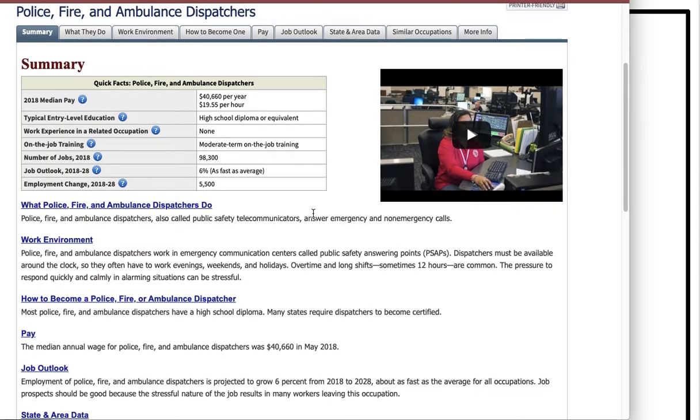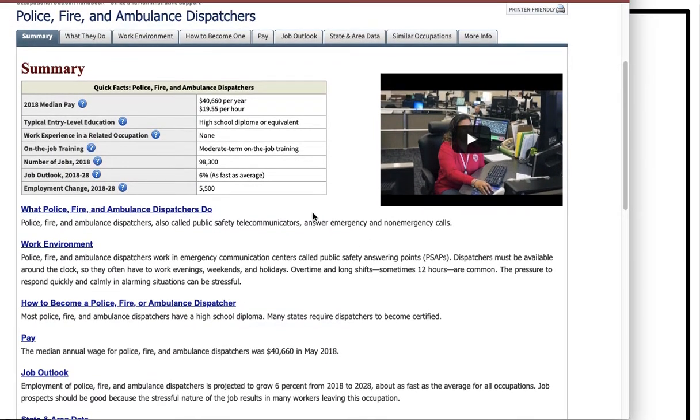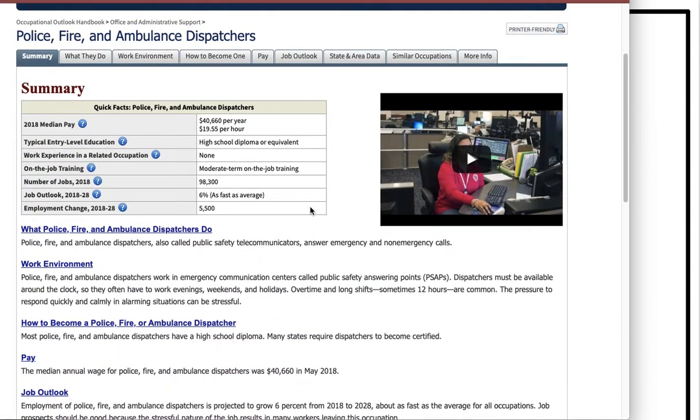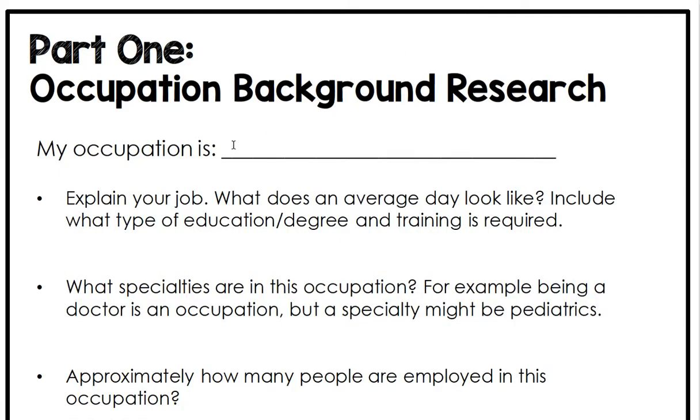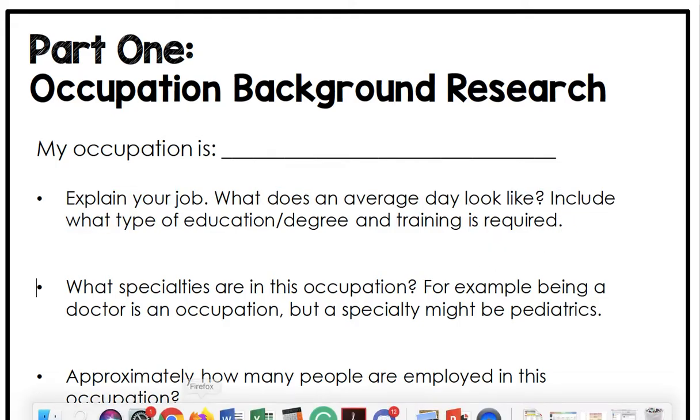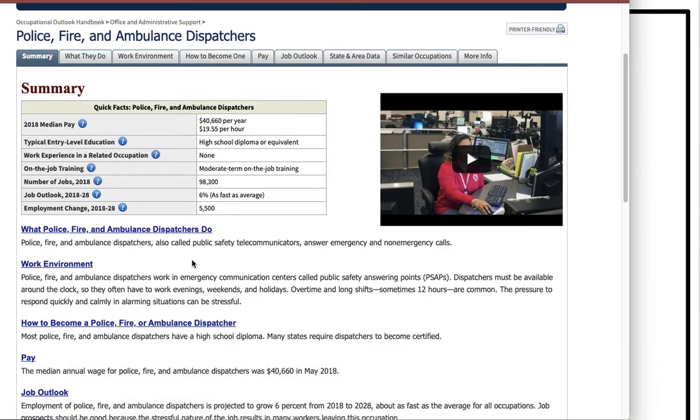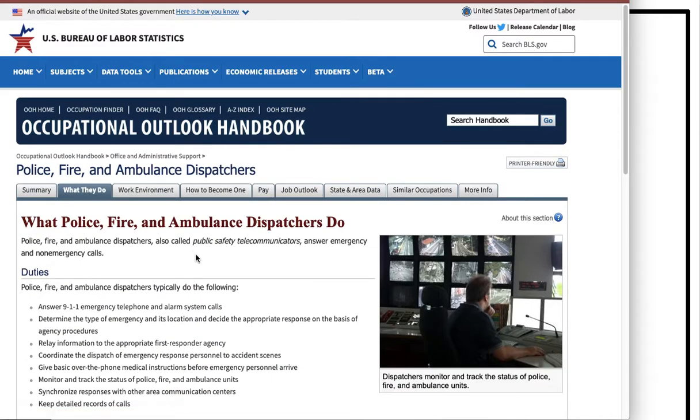Okay, so I've got right here police, fire, and ambulance dispatchers. Their summary, what they do, work environment, all this information is right here. And if I look right here, I would just type in, my occupation is 911 dispatcher. And the first question is, explain your job. What does an average day look like? Include what type of education, degree, and training is required. So if I pop over here, I can click on what do they do.